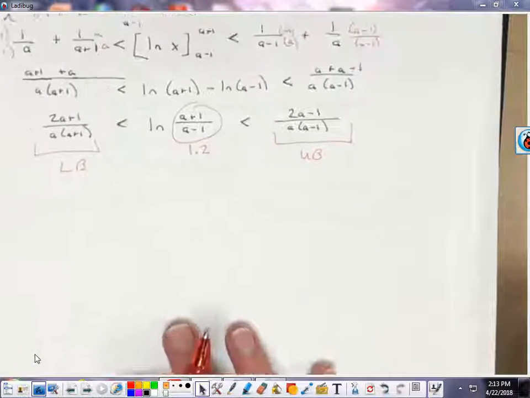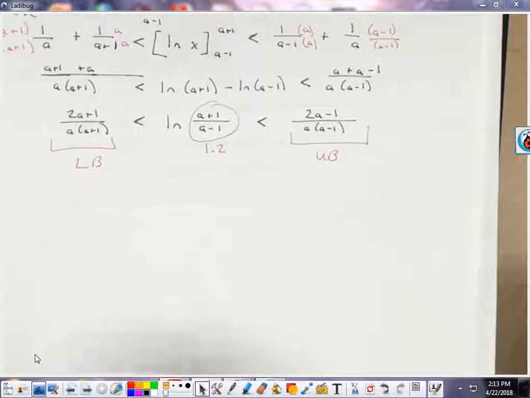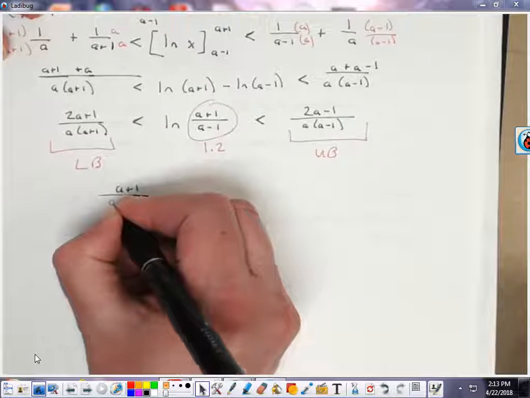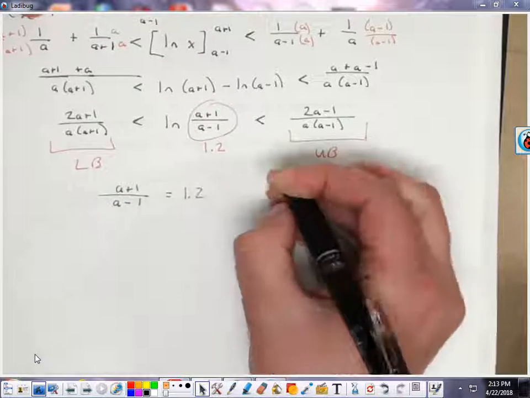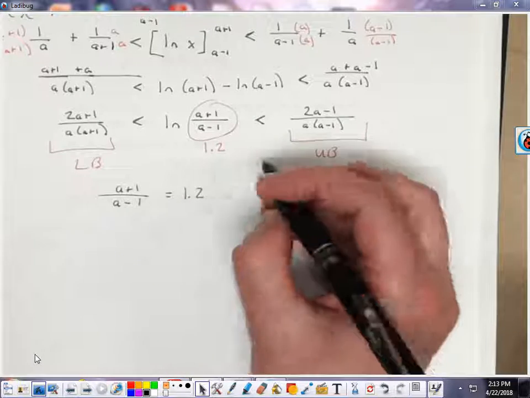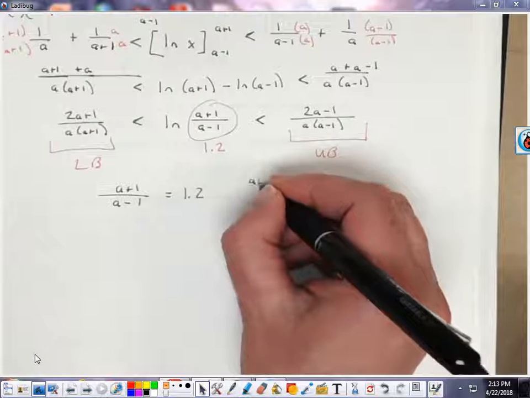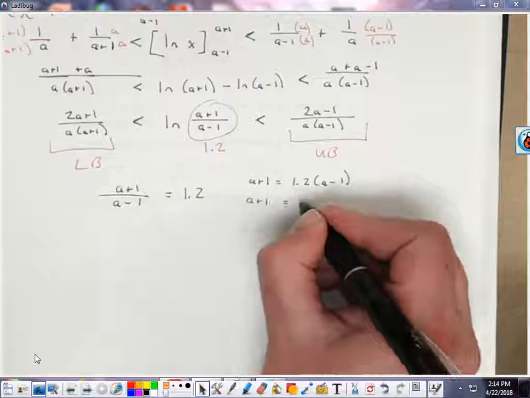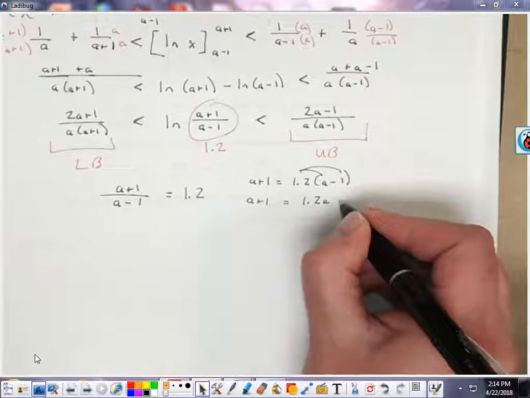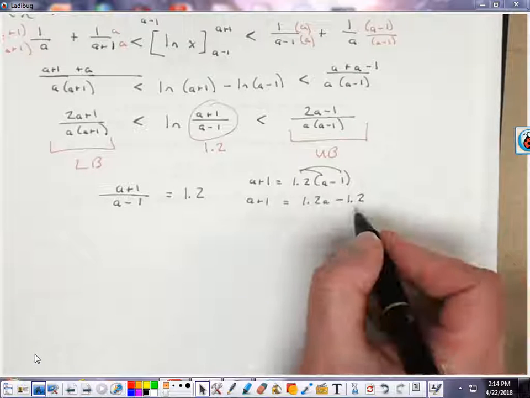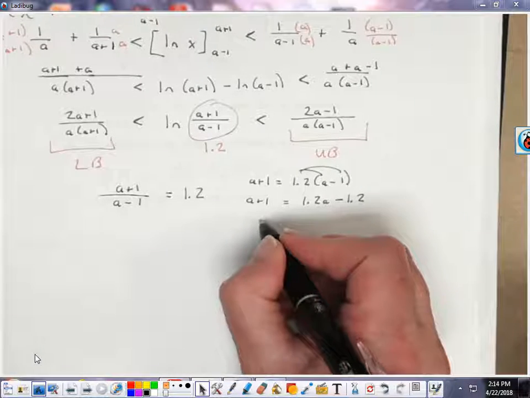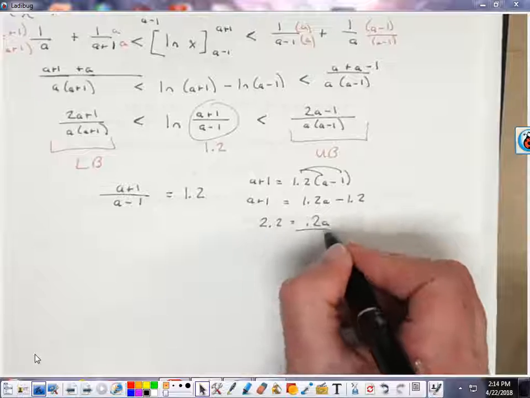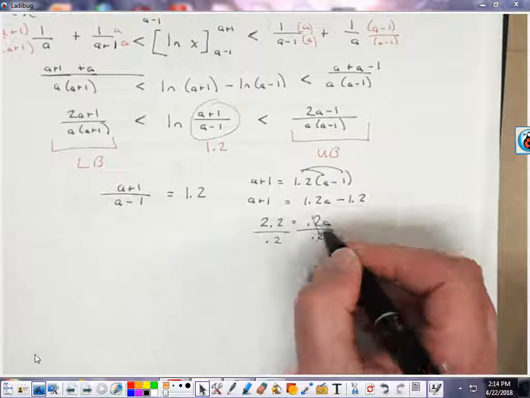So what I want to do is just figure out what a would have to be for that to be 1.2, and then I can just substitute it into the upper bound and the lower bound. So I would like (a plus 1) over (a minus 1) to be equal to 1.2, and then you can just multiply both sides by a minus 1. So you would have a plus 1 equals 1.2 times (a minus 1). A plus 1 equals, distribute, 1.2a minus 1.2. And you can add the 1.2 over there and get 2.2. Subtract the 1, get 0.2a, and then divide by 0.2, and you would have a is 11.